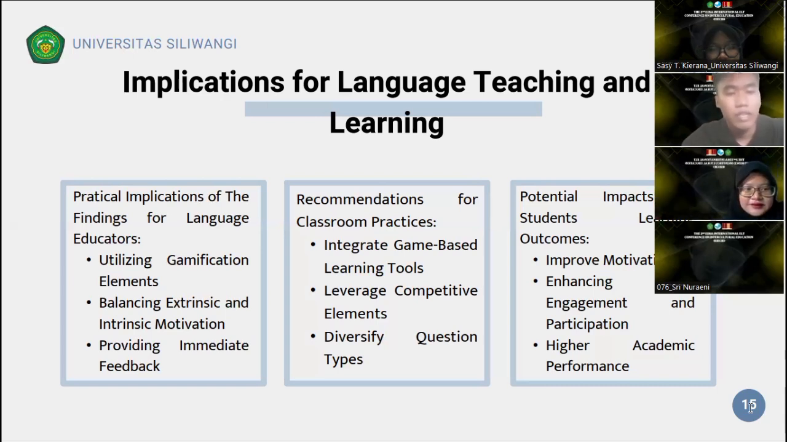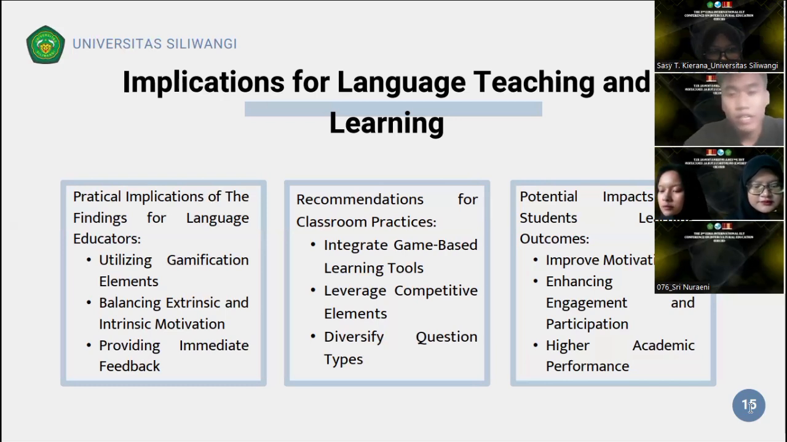And then the next one is leverage competitive elements. Incorporate competitive elements such as leaderboards and rankings to foster a sense of healthy competition. And the next one is diversify question types. So use a variety of question types in activities such as multiple choice, true or false, short answers, and matching questions. Including multimedia resources like audio and video can also enhance learning and keep students engaged.